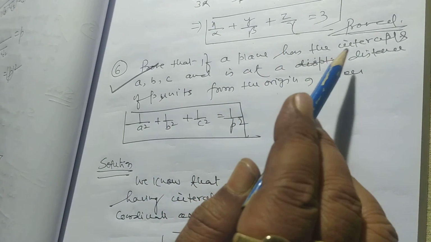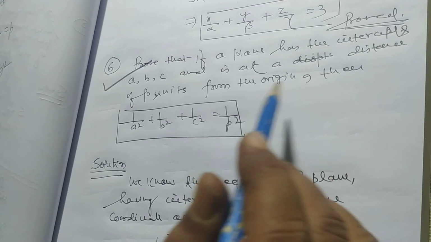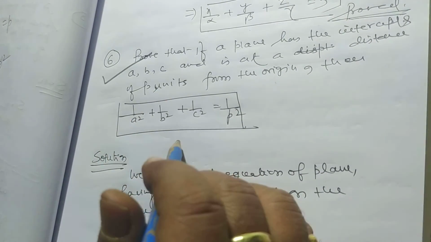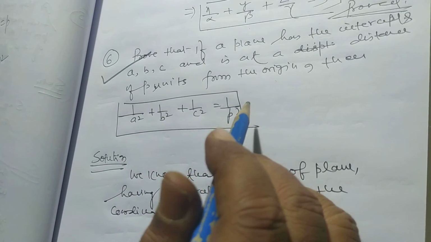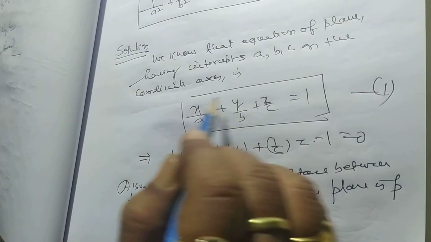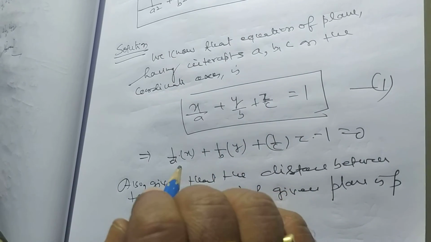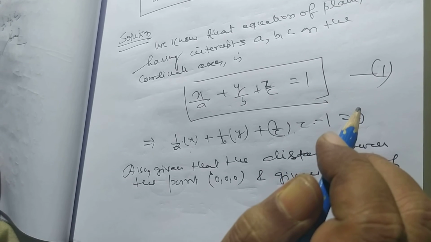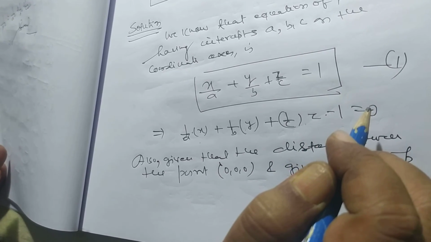Prove that if a plane has the intercepts a, b, c and is at a distance of p units from the origin, then 1 by a square plus 1 by b square plus 1 by c square is equal to 1 by p square. We know that equation of plane having intercepts a, b, c on the coordinate axis is x by a plus y by b plus z by c is equal to 1. It will be 1 by a into x plus 1 by b into y plus 1 by c into z is equal to 1.